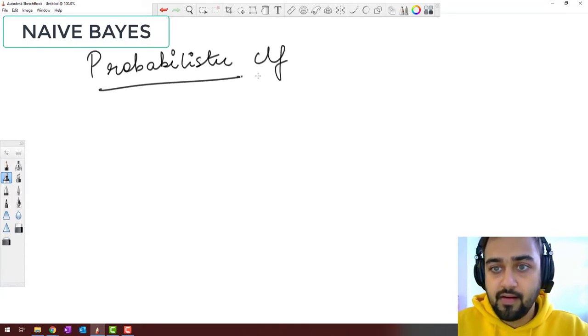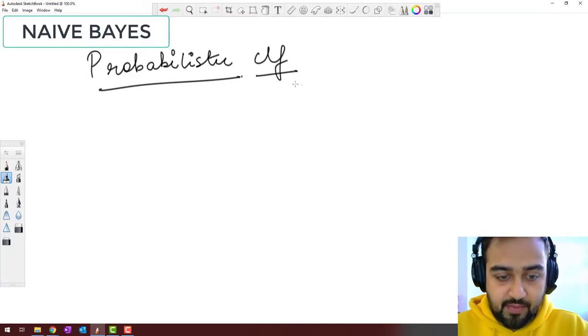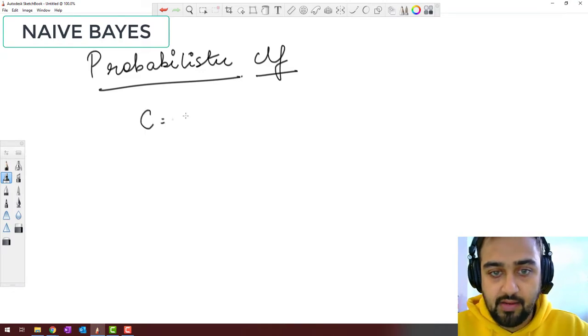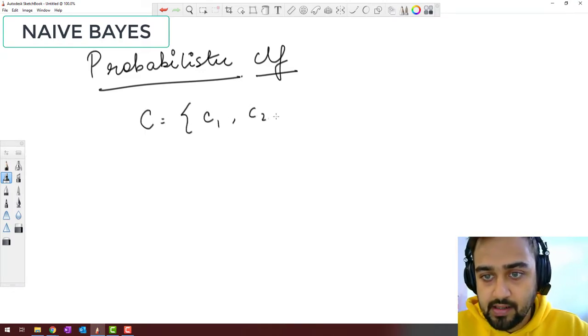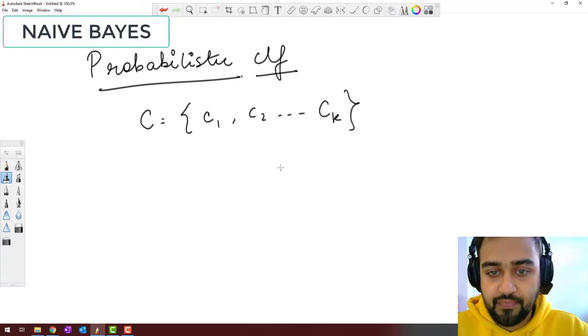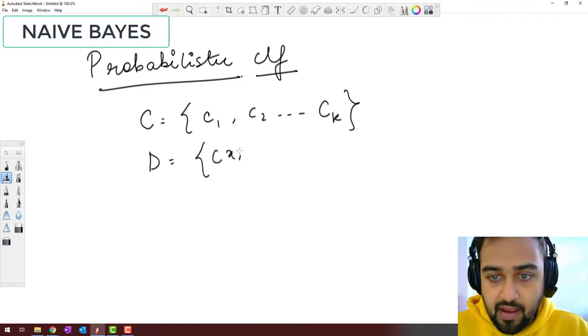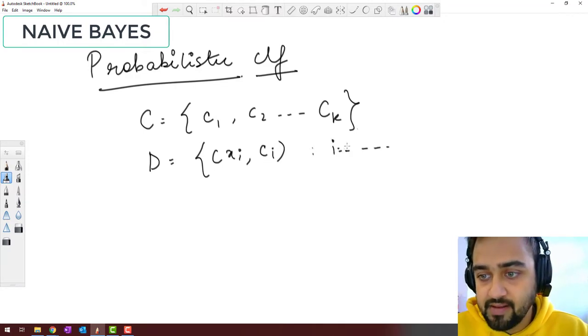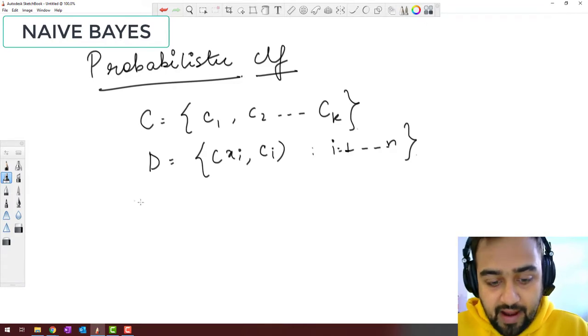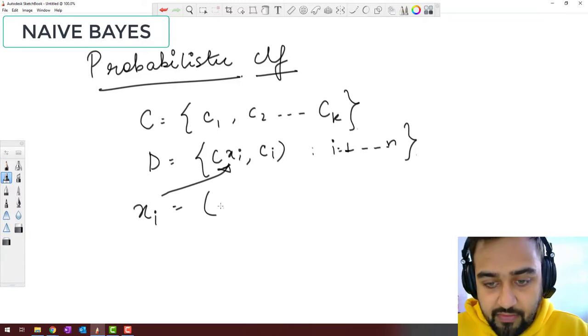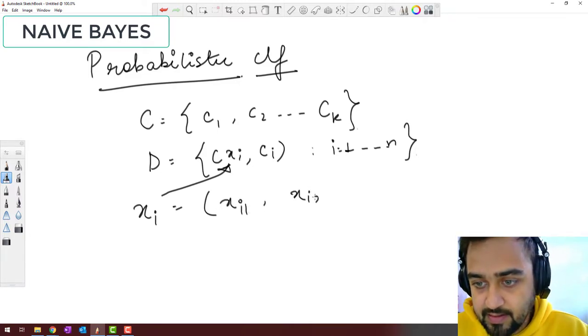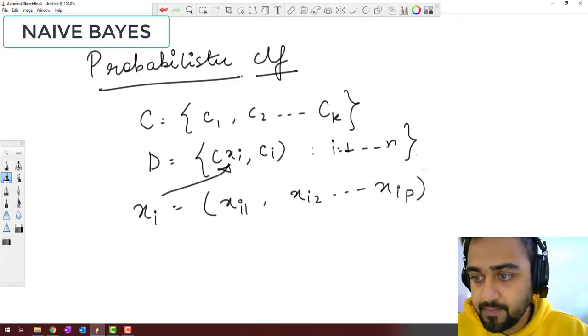For probabilistic classification, or in any classification problem, we are given a set of classes C, denoted as C1, C2, and so on, if there are K classes. We're given a data set D, which is made up of (xi, ci) pairs, for let's say there are n examples, 1 to n, where each xi is further made up of features and so on.